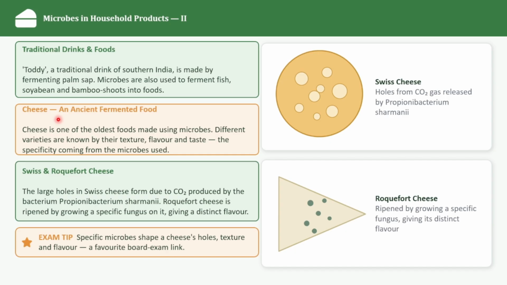Next we are going to see Swiss cheese. Have you ever seen Swiss cheese, children? So here it is, Swiss cheese. You can see the large holes. What is causing these large holes actually? See, a bacterium called Propionibacterium shermanii produces a large amount of carbon dioxide.